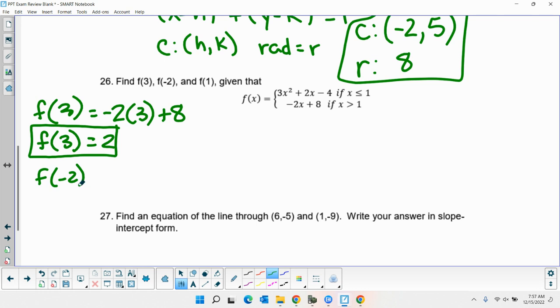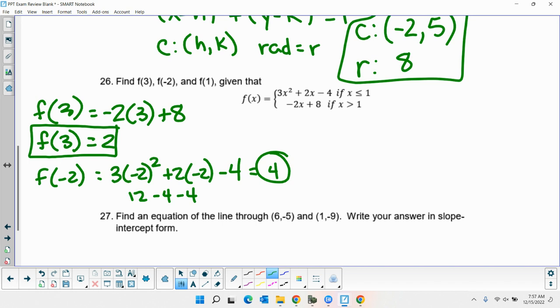I put -2 in. So I go 3, -2 squared plus 2 times -2 minus 4. So that's a positive 4 times 3 is 12. 2 times -2 is -4. 12 minus 4 is 8. Minus 4 is 4. So f of -2 is 4.